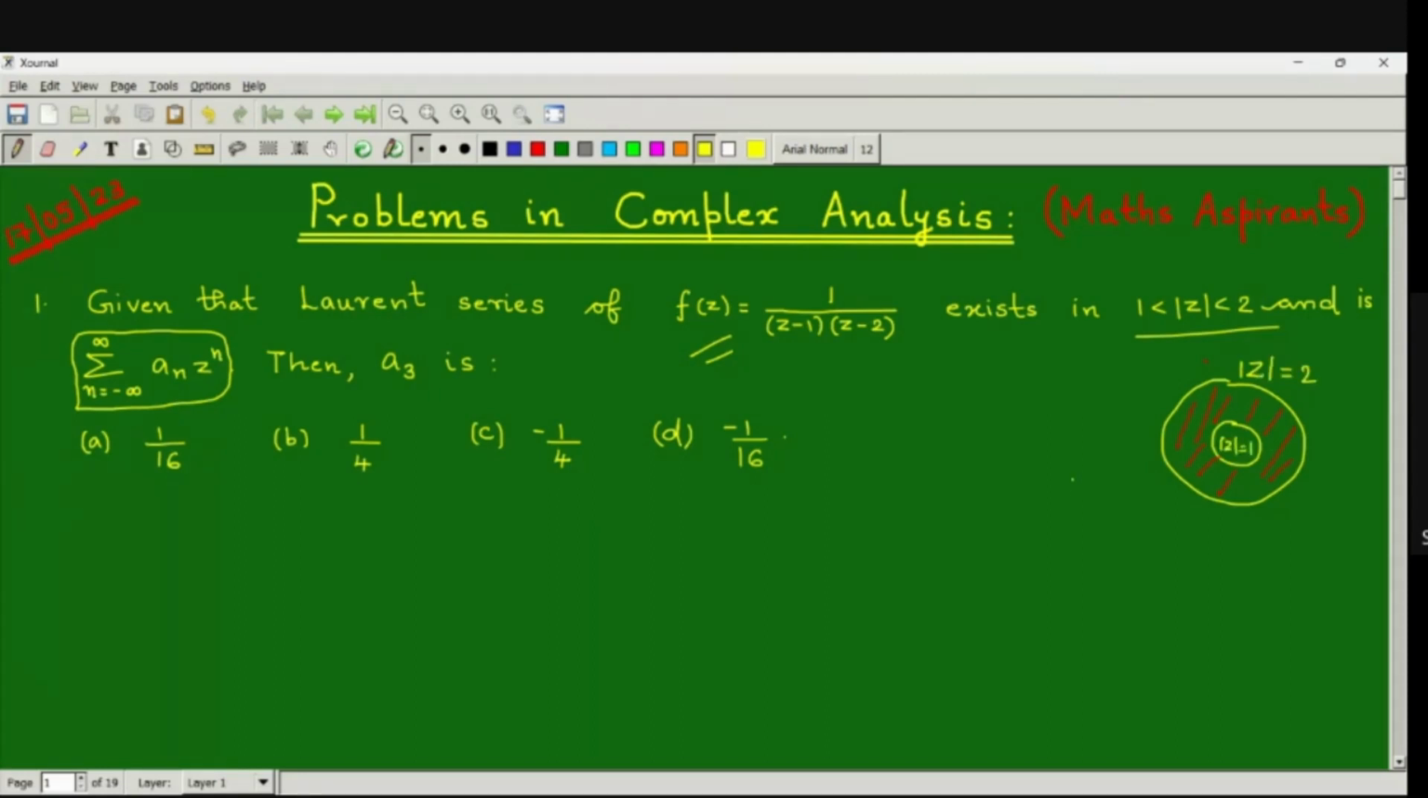So what is the question? You are given a Laurent series expansion. You need to find A3. A3 means the coefficient of z cube. I'm sure that you can all find the answer. Please try it once, then I will do it. It should be found within 5 or 6 seconds. Once you finish, please let me know.